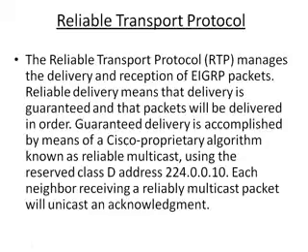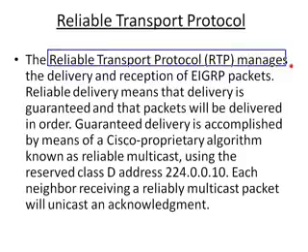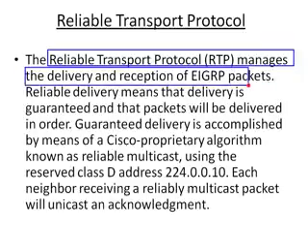So now come on to the RTP. As in the starting I've told you, EIGRP uses two internal protocols. One is the RTP and one is the DUAL. RTP stands for Reliable Transport Protocol. It manages the delivery and reception of EIGRP packets. Reliable delivery means that delivery is guaranteed, and that packets will be delivered in order. So for reliable delivery, it uses one of the internal protocols, that is the RTP.